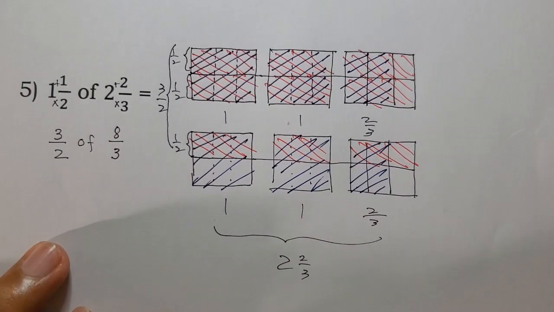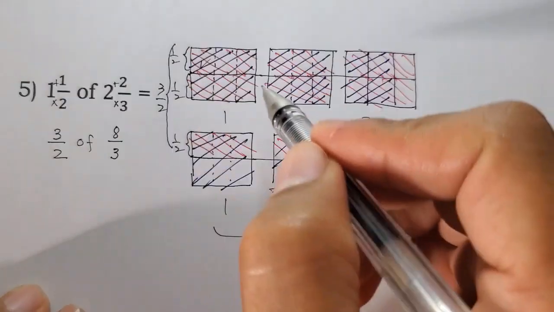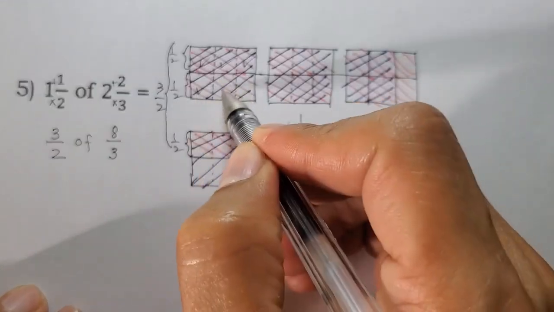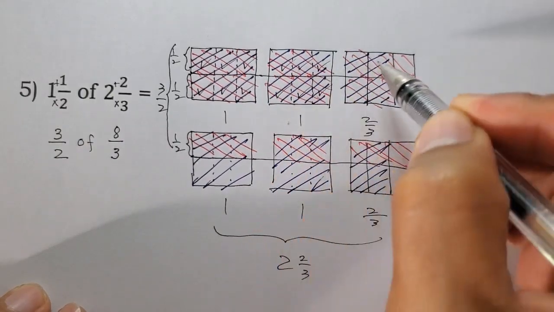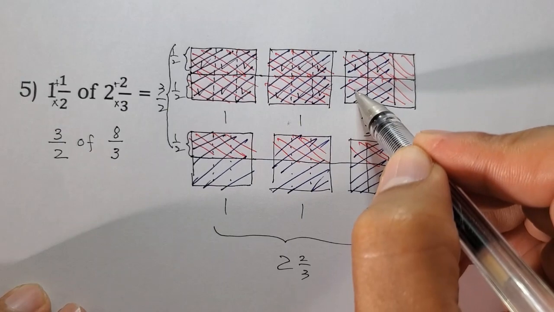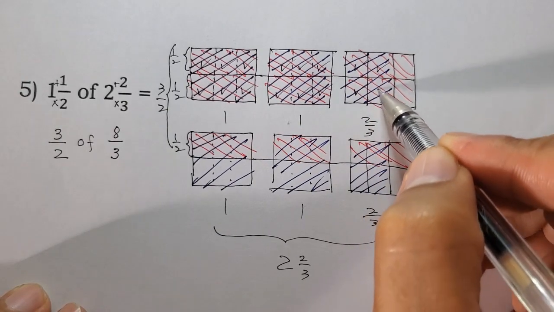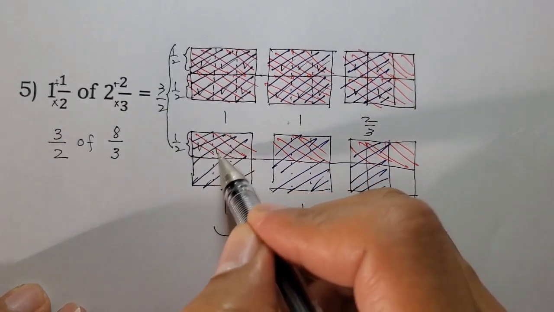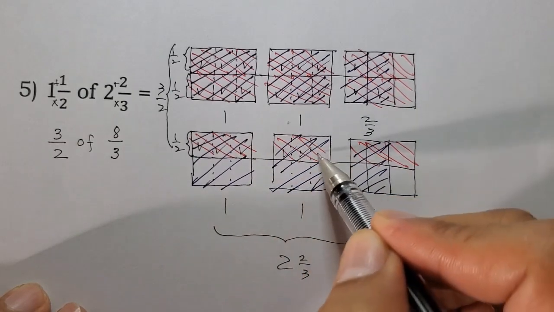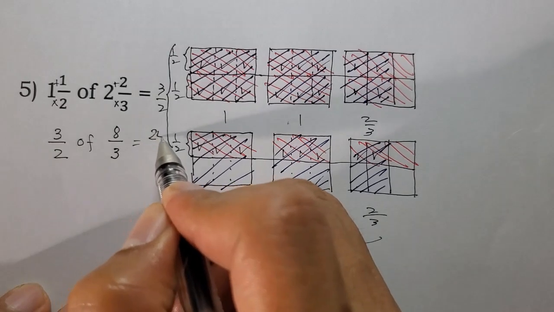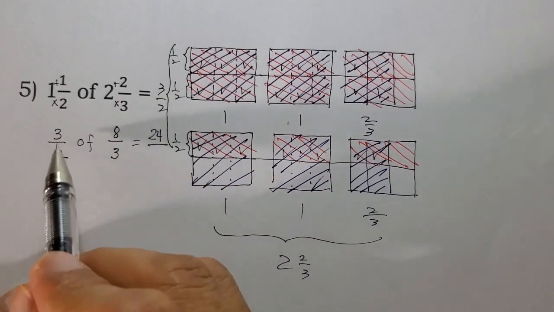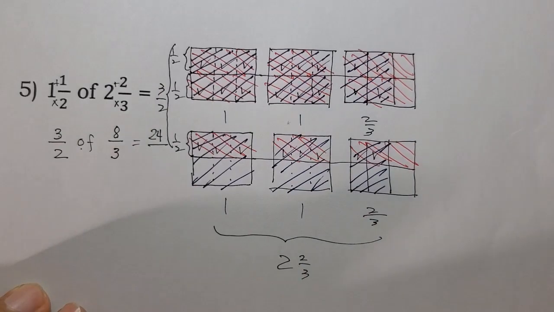Now, try to observe how many equal parts are shaded twice. So this is 1, 2, 3, 4, 5, 6, 7, 8, 9, 10, 11, 12, 13, 14, 15, 16, 17, 18, 19, 20, 21, 22, 23, 24. That's why our numerator is supposed to be 24. Exactly, because 3 times 8 is equal to 24.